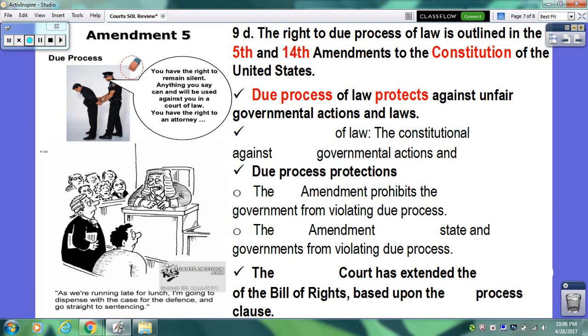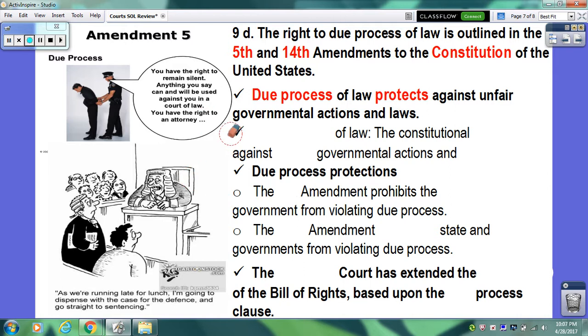It's really just to make sure that people know that they are preparing for court, and they should definitely be aware of what they're doing every step of the way. Also, you need to protect against any kind of unfair governmental actions. This is a bit of a joke. As this justice is saying, as we're running late for lunch, I'm going to dispense with the case for defense and go straight to sentencing. A bit exaggerated, and this would never happen, but just to give you an idea that in a court of law, something like this could never happen. You have a right to have your case heard by the judge or by the judge and the jury.